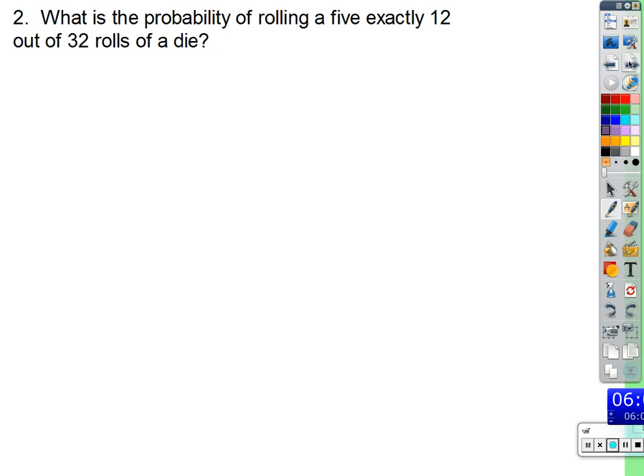Okay, so here's a more straightforward example. What's the probability of rolling a 5 exactly 12 out of 32 times? What are we doing over and over? Rolling a die. That is the experiment. We're doing this thing 32 times. What's K? 12. We want to succeed 12 times. What's P? 1/6, the probability of getting a 5 is 1/6. What is the rest? 5/6.